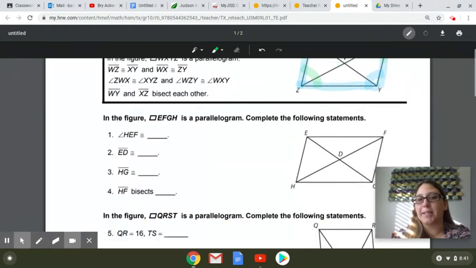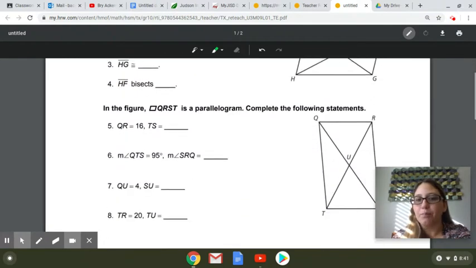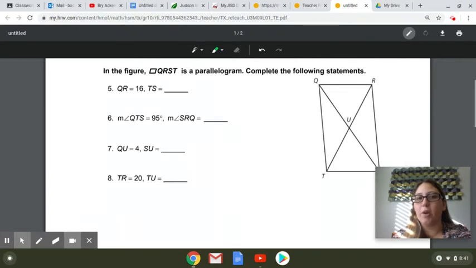Okay, that helps us out in an example. And so if we go down here, right, we say, okay, QR is 16. So QR right here, this little part, is 16. So what is TS? Well, TS is an opposite side. And so we know that TS is also going to be 16. Okay? Because opposite sides are congruent.